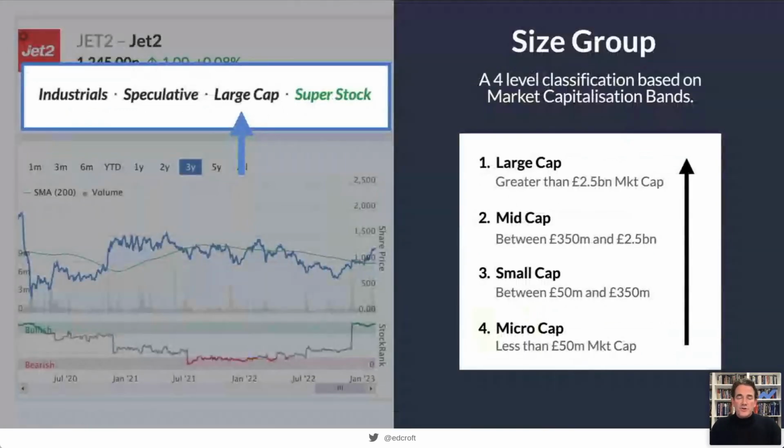Okay, next, the size group. Now, many small cap investors, I am sure... Alexander is asking where the books are. Go into Learn, scroll to the bottom, and you'll find a link to books.